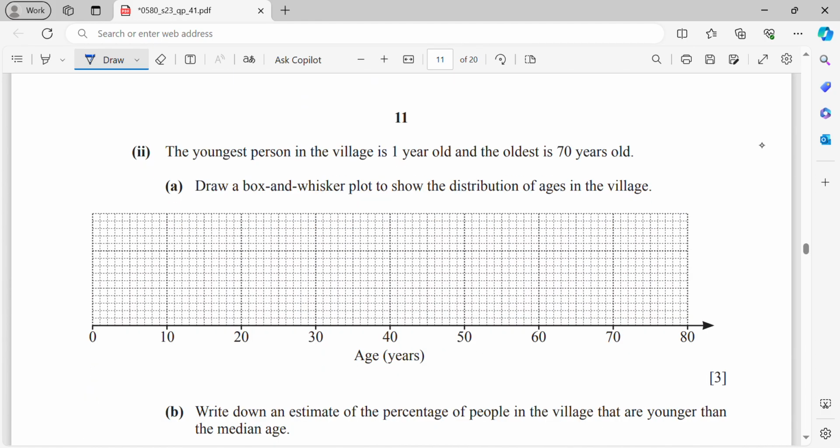Now, part 2. The youngest person in the village is 1 year old and the oldest is 70 years old. Draw a box and whisker plot to show the distribution of ages in the village. Okay, smallest 1. So 10 units is represented by 10 squares, therefore 1. So here is 1. Smallest. Okay, oldest 70. So this is 70. Those 2 will be the extreme values.